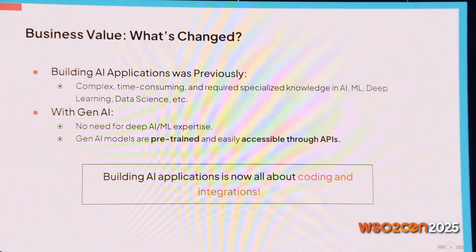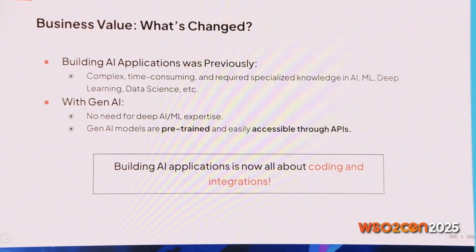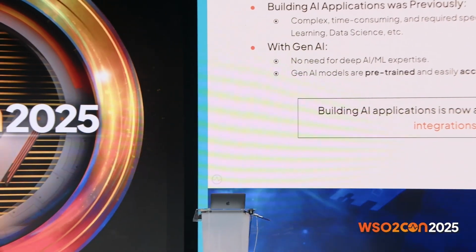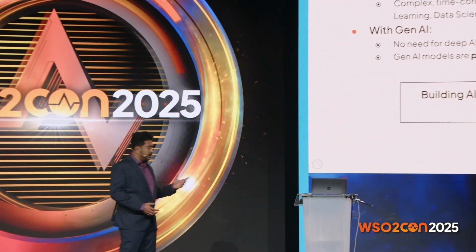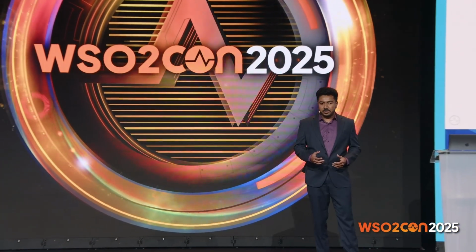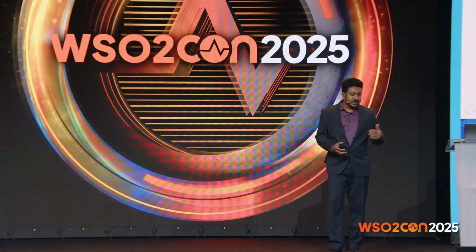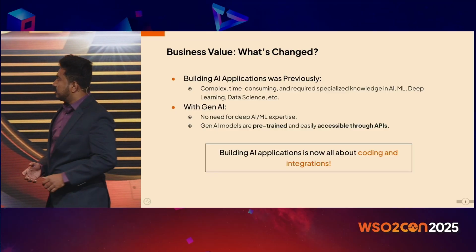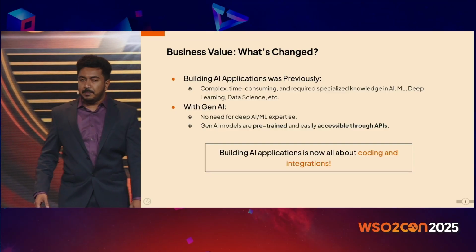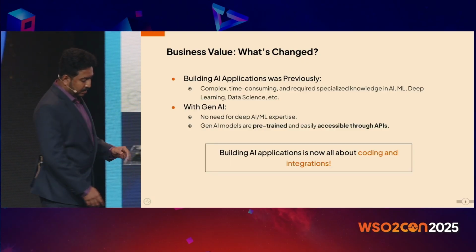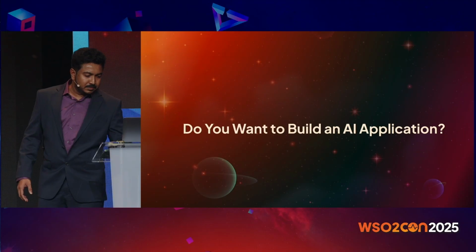Yeah, so building AI applications was previously mostly about having a lot of AI, ML, deep learning knowledge, and also a little bit of data science. So we had a lot of stuff to get it to work. But now with the Gen AI APIs and what we have right now, you don't need a lot of AI, ML knowledge. What you can do is basically use the pre-trained models, and they are accessible through the API. So that means building AI applications is now all about coding and integrations.